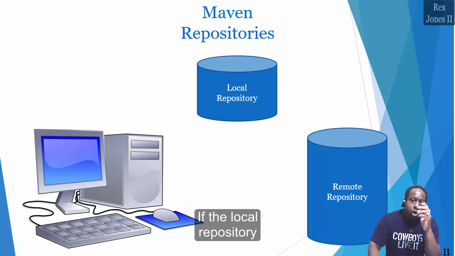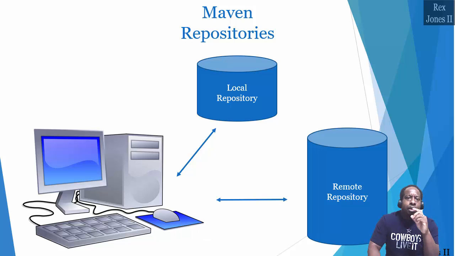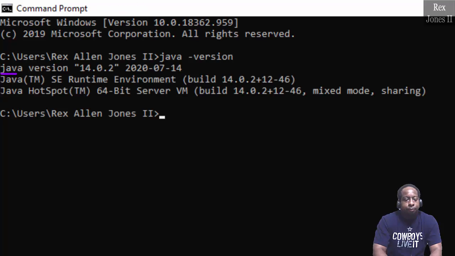If the local repository does not have a dependency, then Maven will download the dependency from the remote repository. Before installing Maven, we must make sure our system has Java. Go to the command prompt and type java space version.